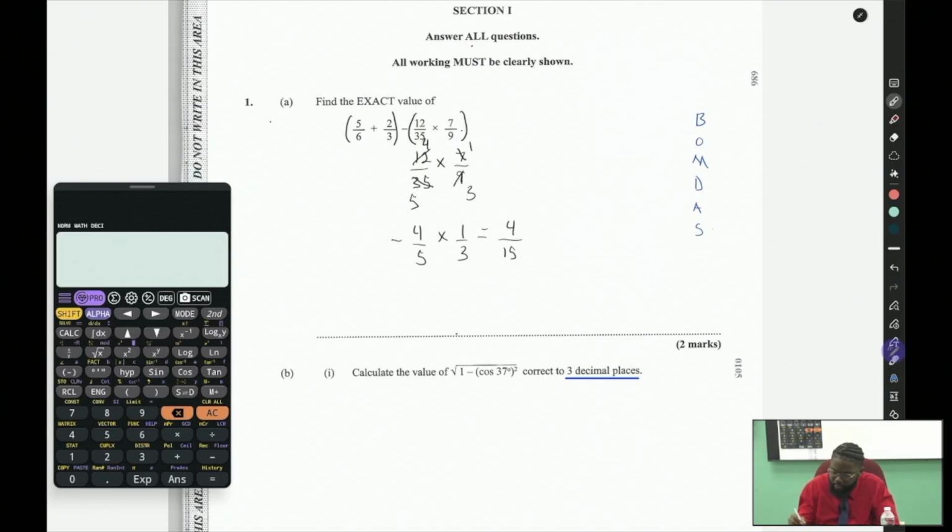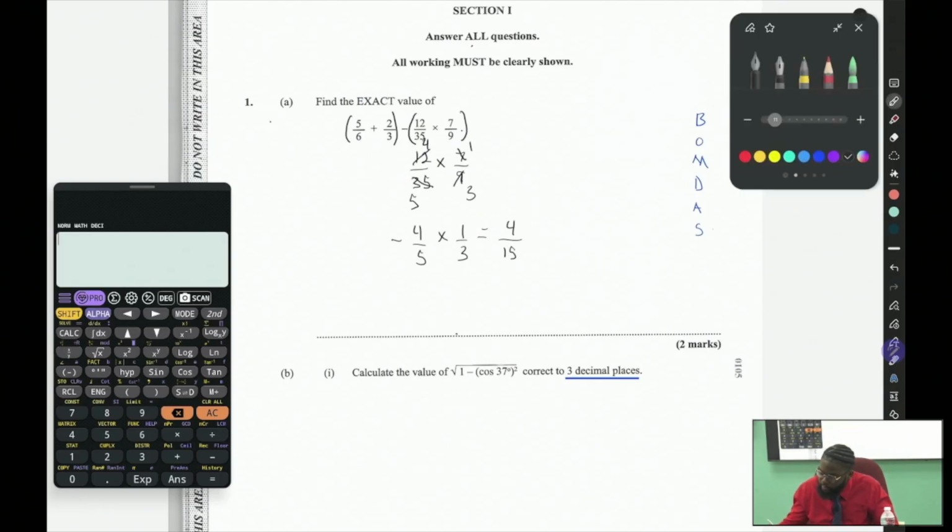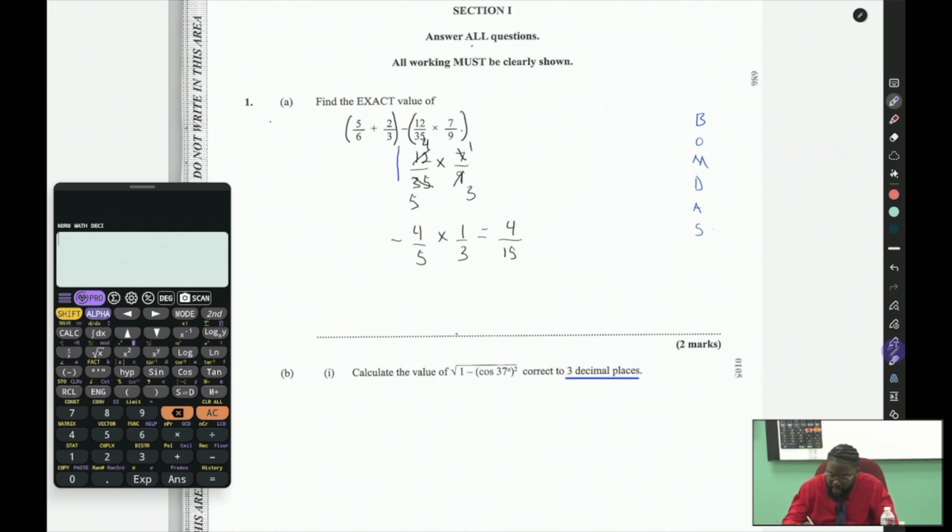the 2/3. So let me try to put a little division here, so it's easier to see. First things first, we have 2 fractions that are unlike. We need to make them like. So we're going to find the LCM, which is the lowest common multiple, between 6 and 3, which are the denominators. So looking at 6 and 3, we could use 6.